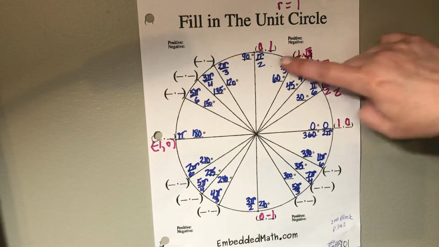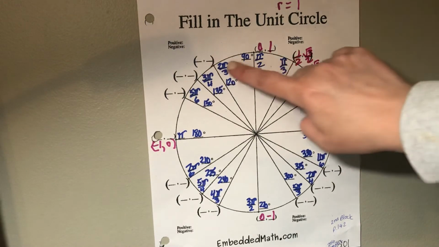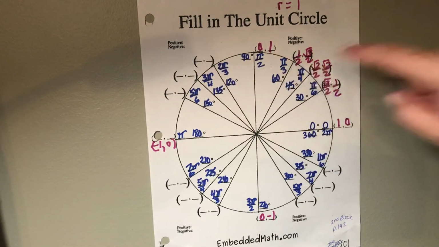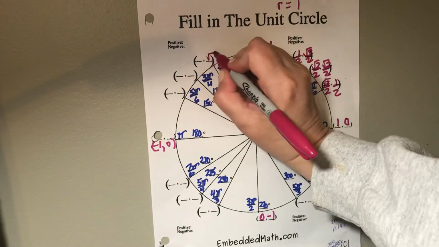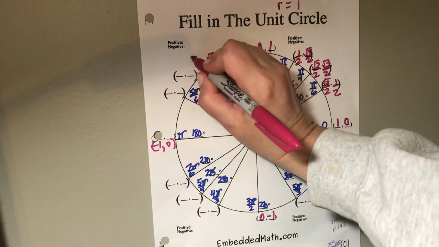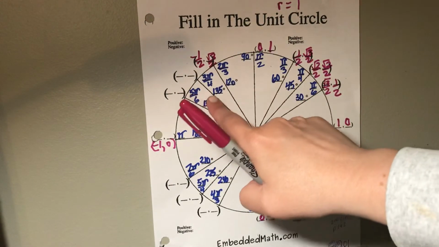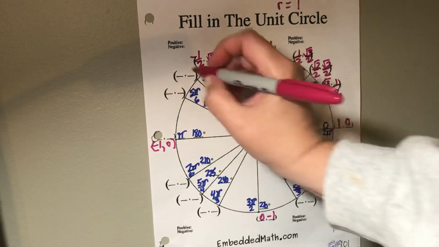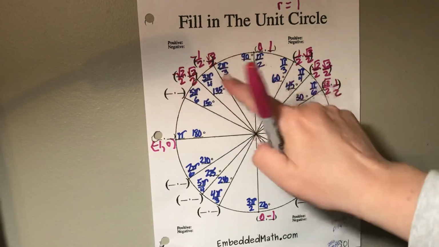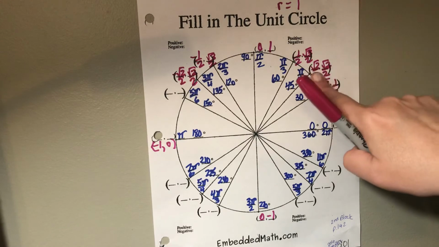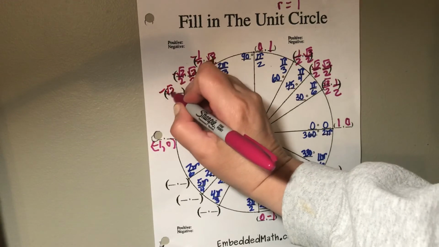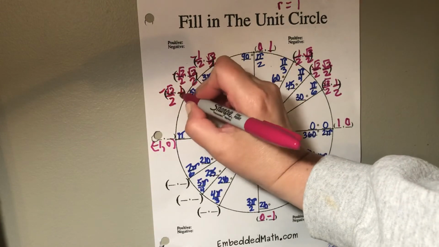For example, when I go over here to 120, that lines up perfectly with my answer for 60 degrees. That means they've got the same y value. X value is the same, but negative. At 135 degrees, lines up with 45. X value is the same, but negative. And y value is exactly the same. Same idea with 150 degrees. Make your x negative, but make your y positive.